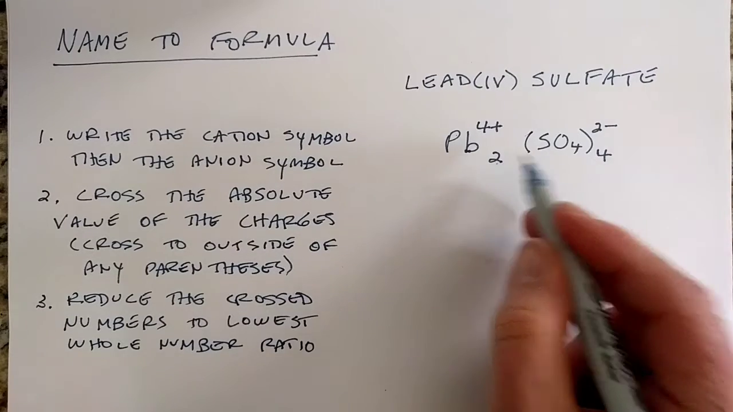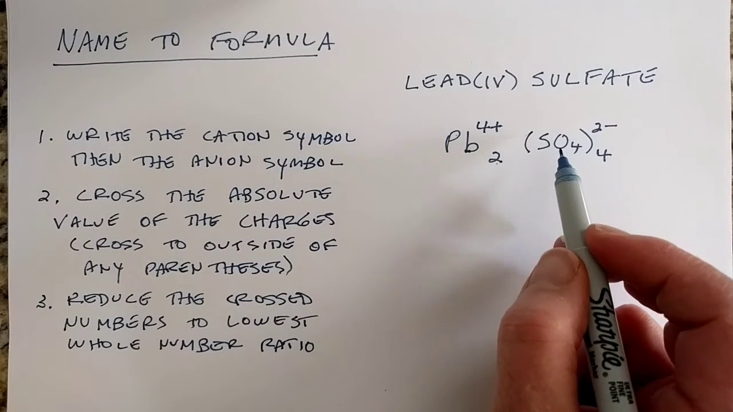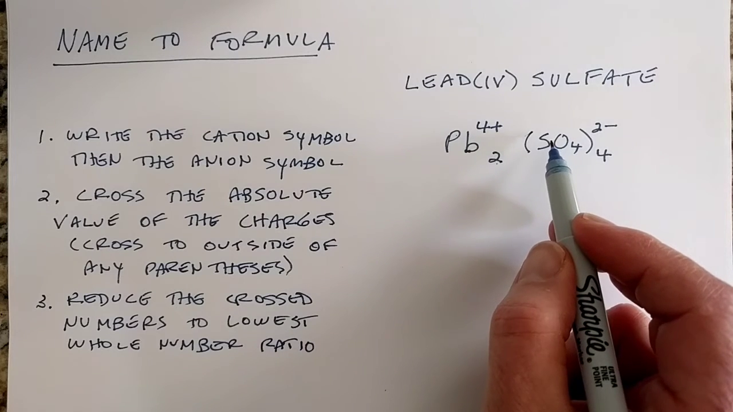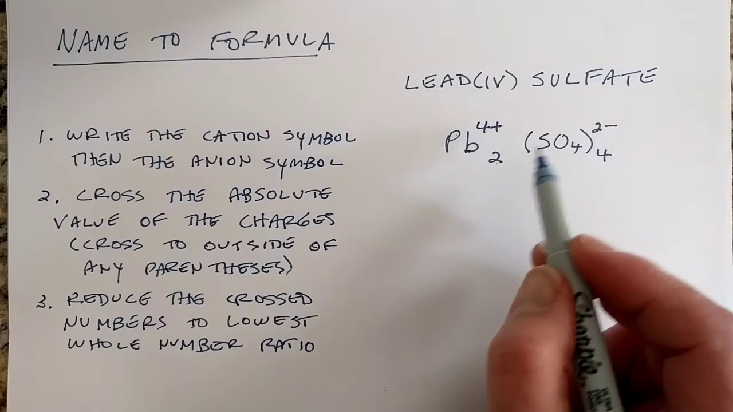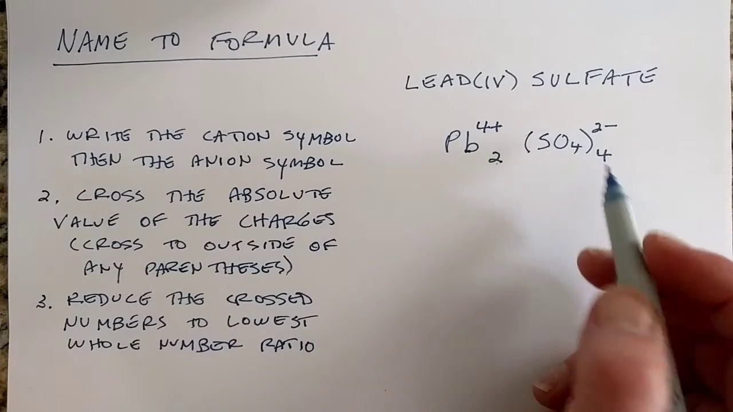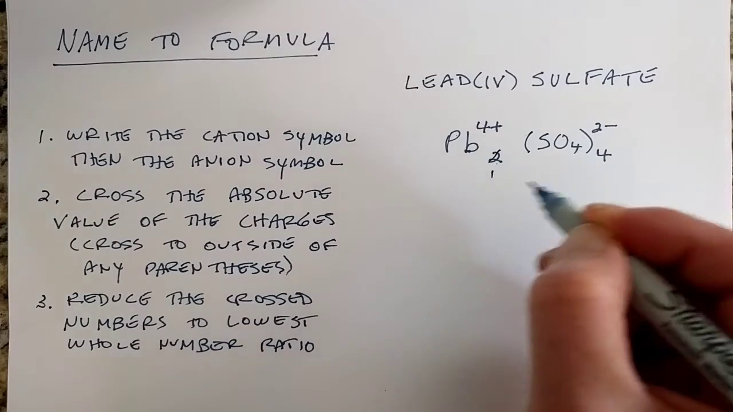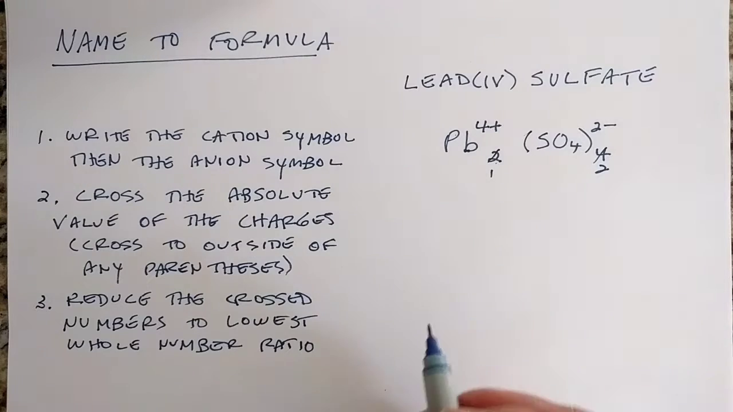All right, so we have 2 and 4. We do not consider anything inside the parentheses. These atoms are covalently bonded together. They stay together as a group. So we are only looking at the 2 and the 4. So we can divide both of these by 2. So we get 1 to 2. Our lowest whole number ratio is 1 to 2.